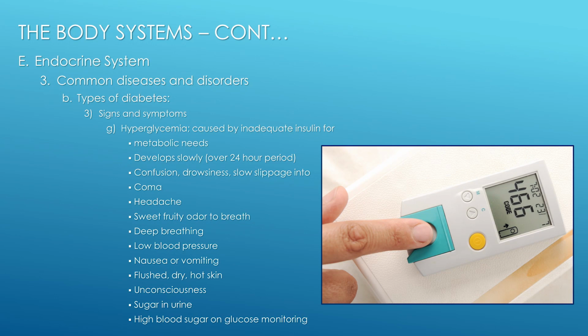Hyperglycemia, caused by inadequate insulin for metabolic needs. This develops slowly over a 24-hour period. Can cause confusion, drowsiness, slow slippage into coma. Headache. A sweet, fruity odor to the breath. Deep breathing. Low blood pressure. Nausea or vomiting. Flushed, dry, hot skin. Unconsciousness. Sugar in the urine. And high blood sugar on glucose monitoring.